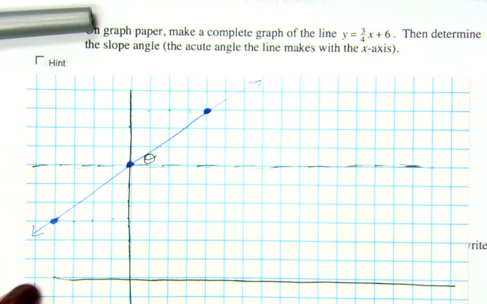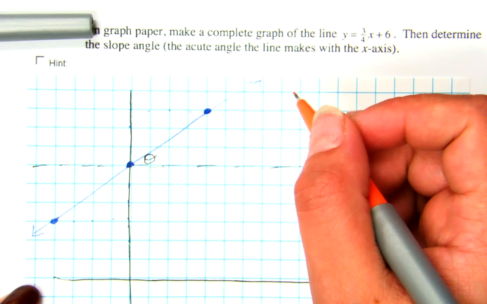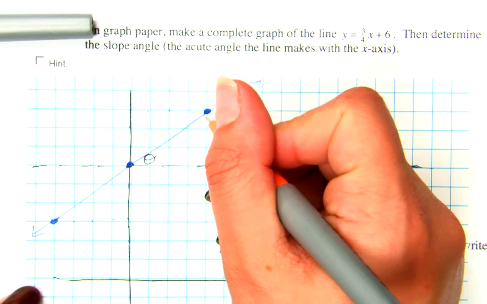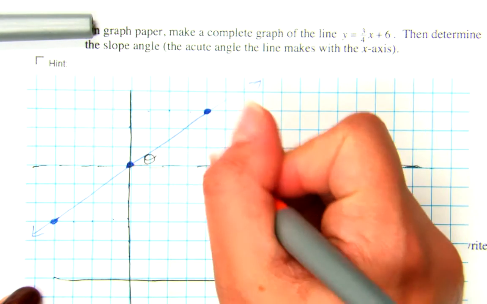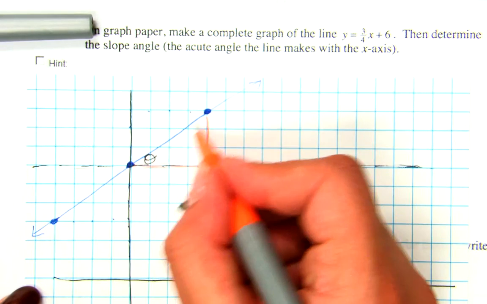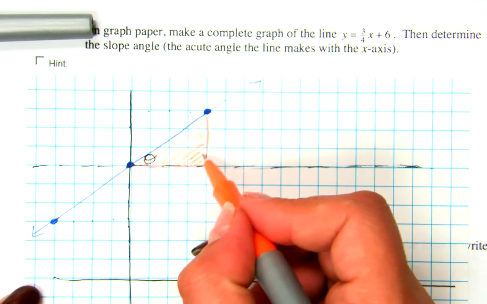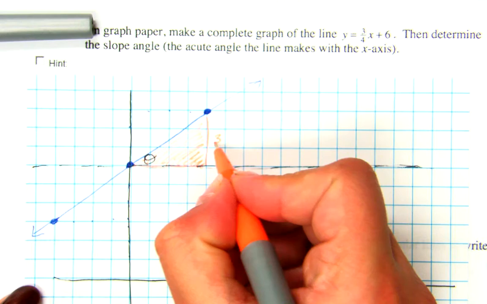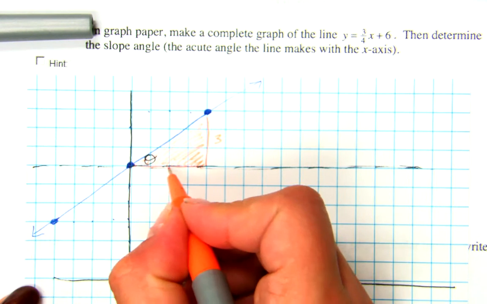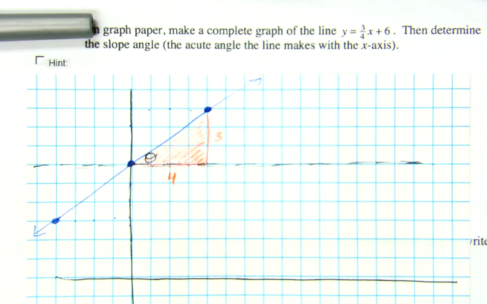Hopefully you realize right now that you're going to use your slope, and your slope being change in y over change in x. So this is your slope triangle right here. I'm going to shade it just so you can see it really quickly. Here's your slope triangle. This is 3. This is 1, 2, 3, 4. Okay, so the question is, what is that angle? Not what's the side, what's the angle?